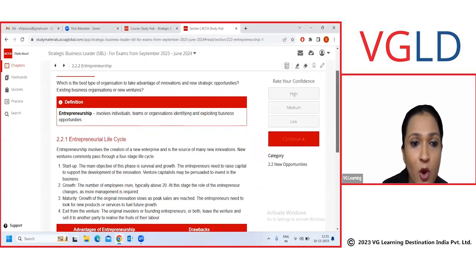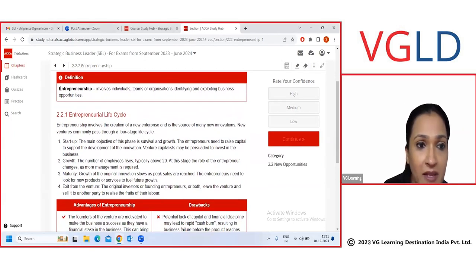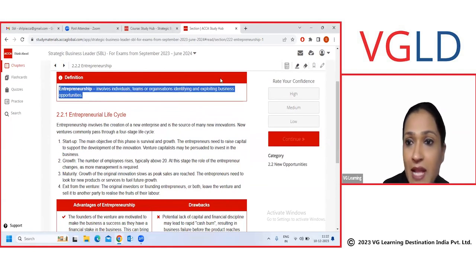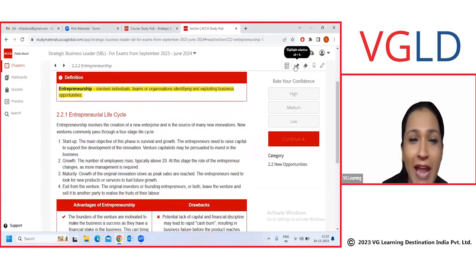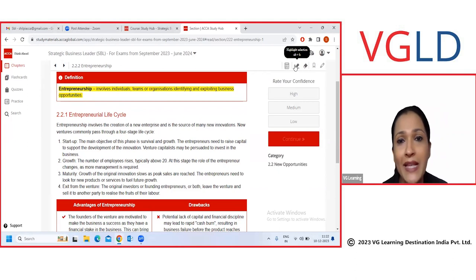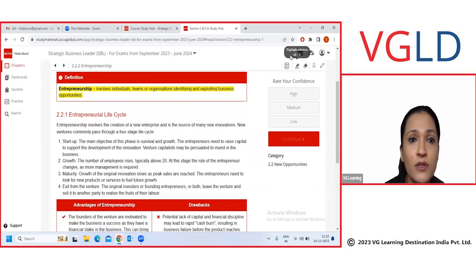So when I talk about this entrepreneurial life cycle, let's take the example of any startup. Any startup you want to suggest? Any startup that you want me to correlate to?